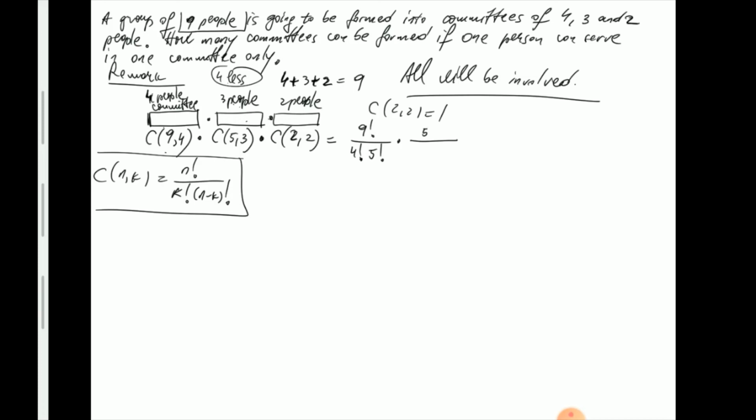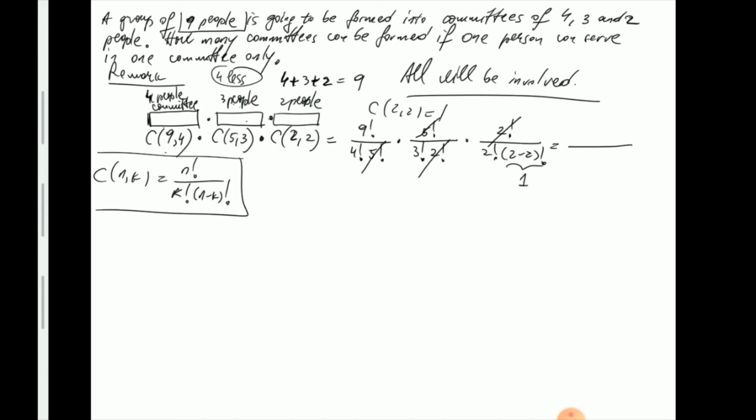Then 5 factorial on the top, 3 factorial on the bottom, 5 minus 3 is 2 factorial. Finally 2 factorial on the top, 2 factorial on the bottom, 2 minus 2 factorial, which is 0 factorial, which is 1. So notice that the second factor on the bottom is always the one on the top of the next one, like that. Again, 0 factorial is actually 1.